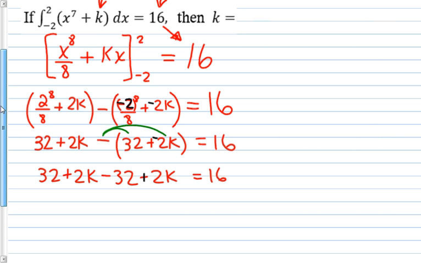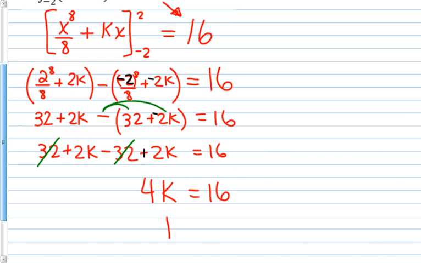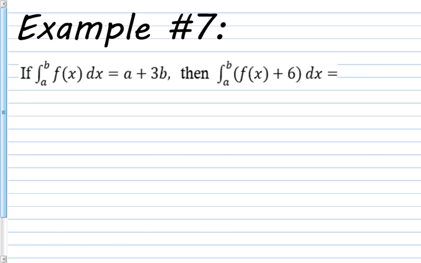So 32 plus 2k minus 32 plus 2k. So this 32 and that 32, since one's positive, one's negative, they cancel out. And now what I have is 4 k's total, right? I really meant that to be in red. So 4 k's total equals 16. So 4 times what number gets me 16? Or divide both sides by 4. So k should be 4. And that's that.